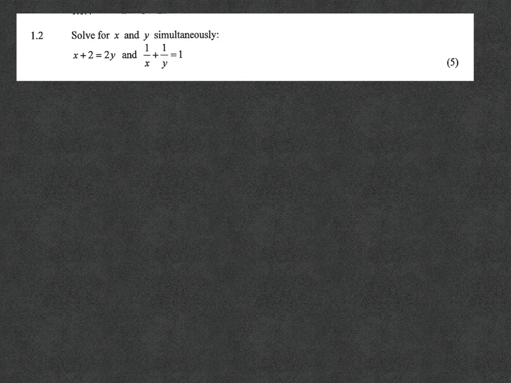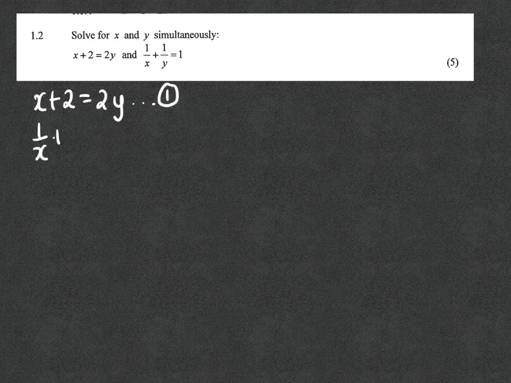So what are we going to do? We have our two equations. The first goal is to identify. So what I would do is label my equations. I would say x + 2 = 2y is my equation 1. And then I've got 1/x + 1/y = 1. That is my equation 2.